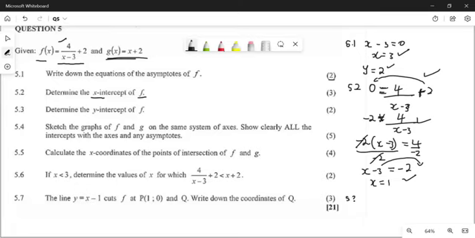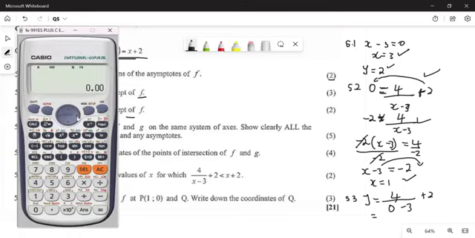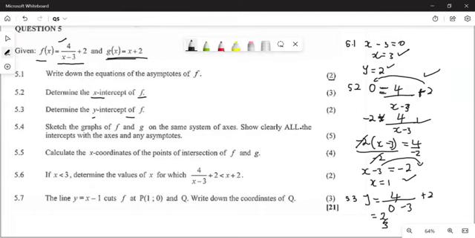In 5.3, they say determine the y-intercept. How would you do that one then? I substitute 0 for x. So you are going to have y equals 4 all over 0 minus 3 plus 2. And then what do you get? 2 over 3. For this one, it's 2 marks. Putting 0 here will give you 1 mark, and the answer will also give you 1 mark. Are you still fine?